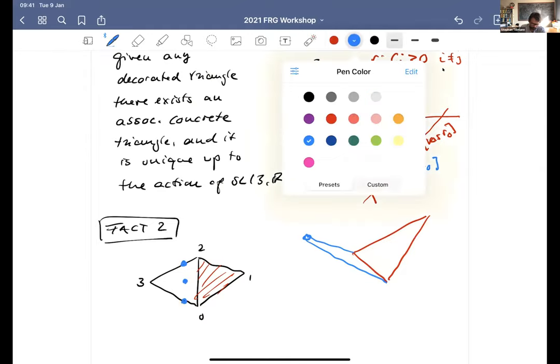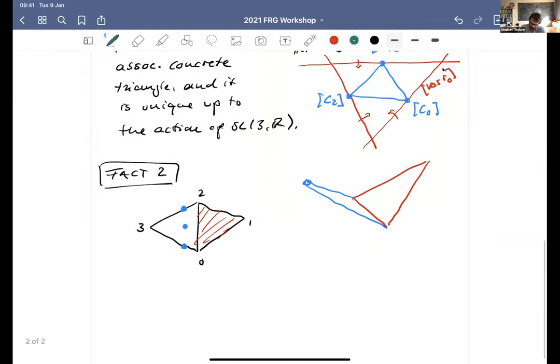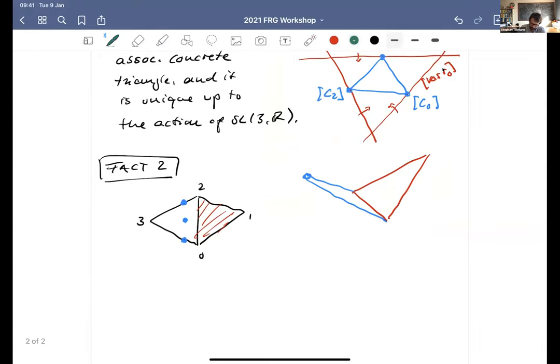And moreover, the positivity condition has a really nice consequence here. So let me draw this here. So here I have my red triangle that I started with. And here maybe the dual vectors.